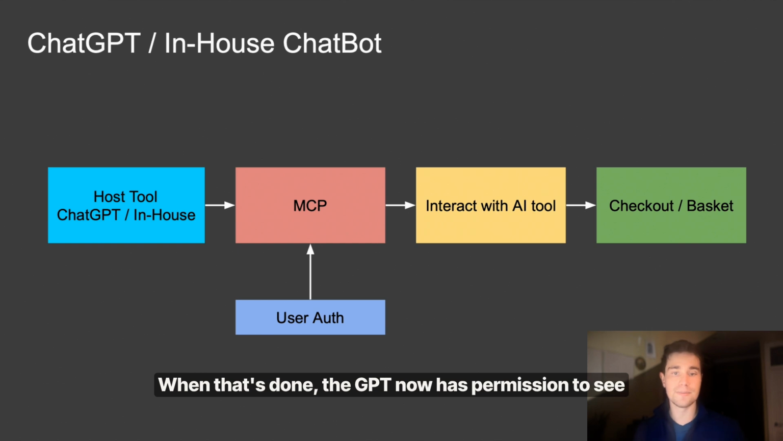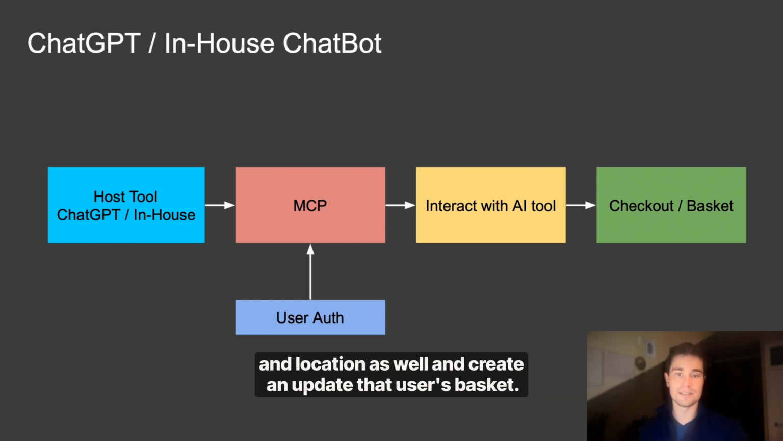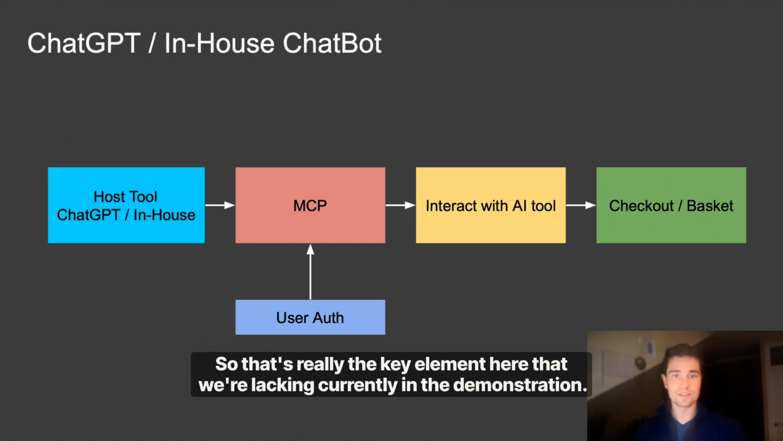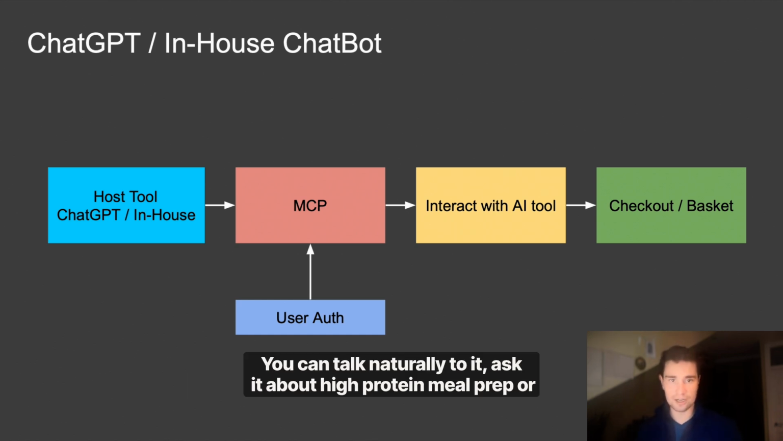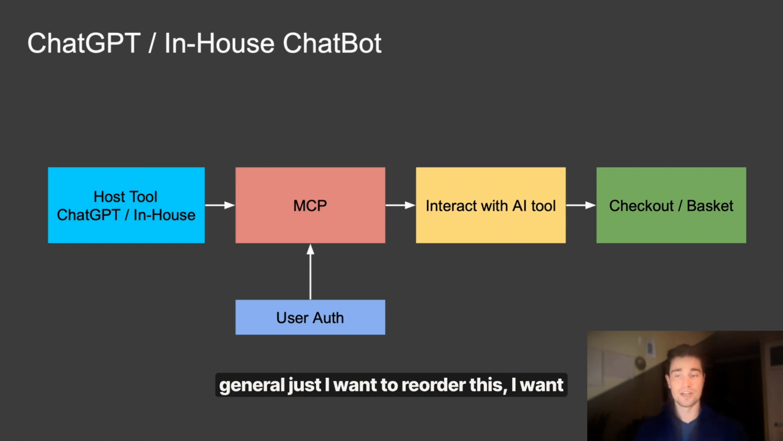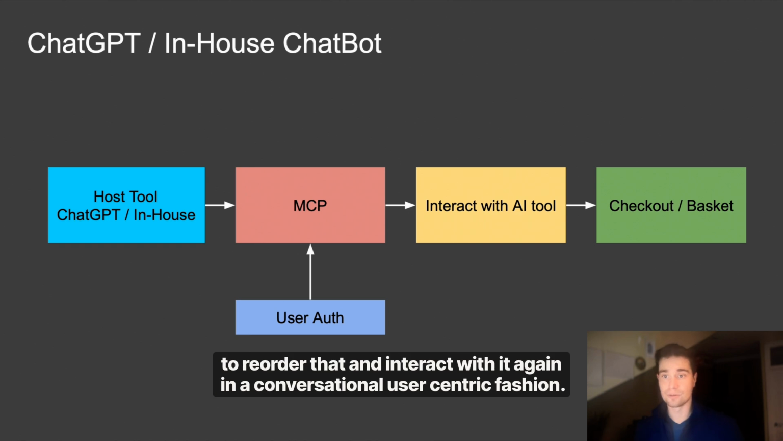When that's done, the GPT now has permission to see the real products, the live prices, the availability and location as well, and create and update that user's basket. So that's really the key element here that we're lacking currently in the demonstration. Then the experience becomes the same thing. You can talk naturally to it, ask it about high protein meal prep or just say I want to reorder this, I want to reorder that, and interact with it again in a conversational, user-centric fashion.